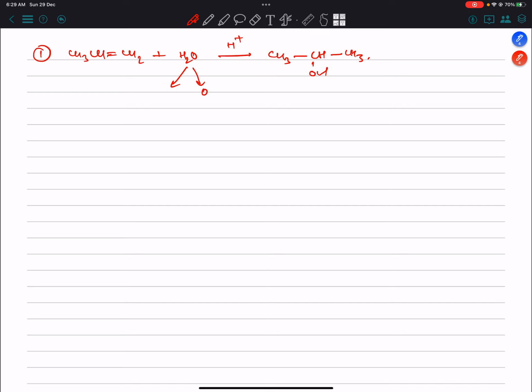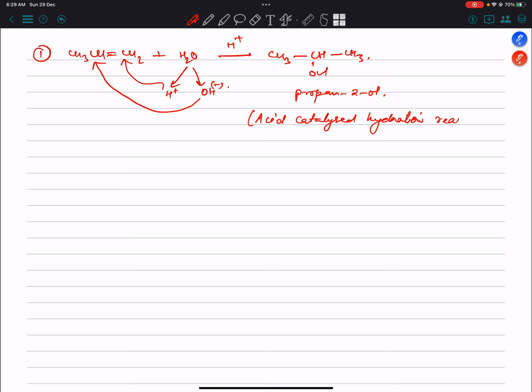The negative part of water, say OH minus, goes to that carbon which has fewer hydrogens, and this H plus goes to that carbon which has more hydrogens. So the product is propan-2-ol. This reaction is called acid catalyzed hydration reaction.